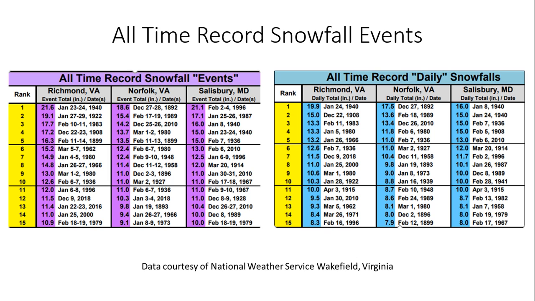Moving on to the graphic on the right, all-time record daily snowfalls for Norfolk, Virginia. Daily snowfall over a 24-hour period, 17.5 inches on December 27th, 1892. 13.4 inches, again, on December 26th, 2010. 11.8 inches is number 4 on the list, February 6th, 1980. And then working our way down from there. You can take a look at that. I'll go ahead and leave that up for you to digest the information.